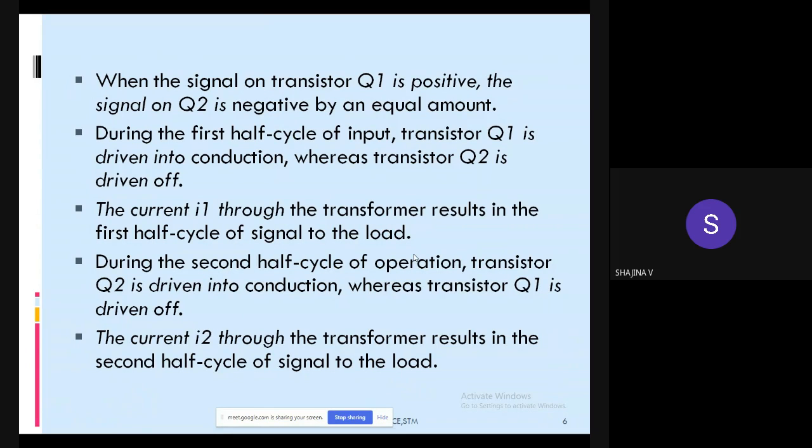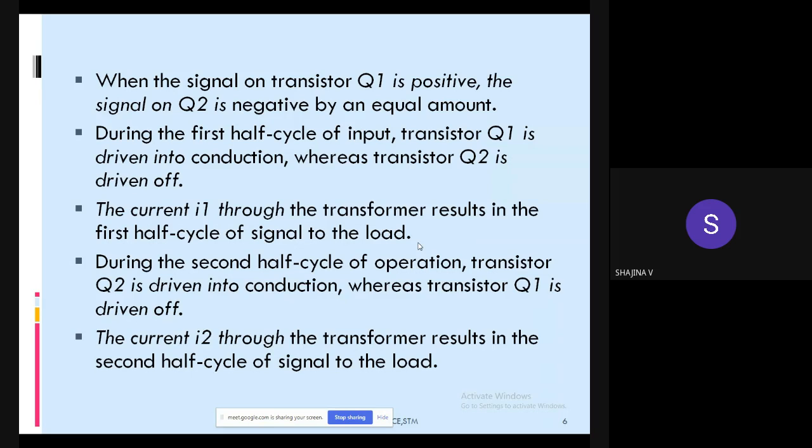Okay. So during the first half cycle, that is during the positive half cycle of the input, transistor Q1 is driven into conduction. That is, it will turn on, whereas transistor Q2 is driven off. Then the current IC1 will flow through the transformer, that is, in the collector terminal of Q1, resulting in the first half cycle of the signal to the load.